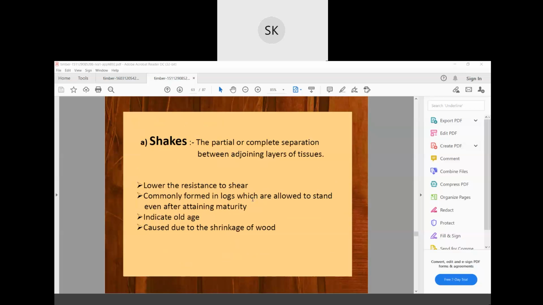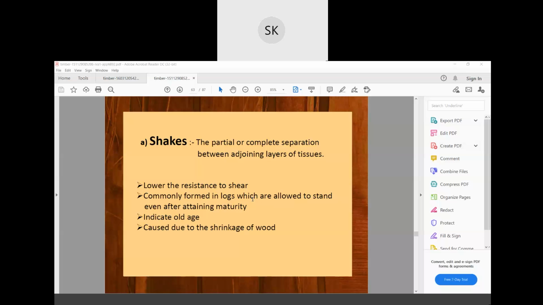Due to this, it lowers the resistance to shear. If shake defects are there, it will lower the shear resistance of the timber. It is commonly found in logs which are allowed to stand even after attaining maturity. Suppose once your tree has matured, if it is still standing, in those trees this type of defect can easily occur. Shakes also indicate old age. Your tree has become old.